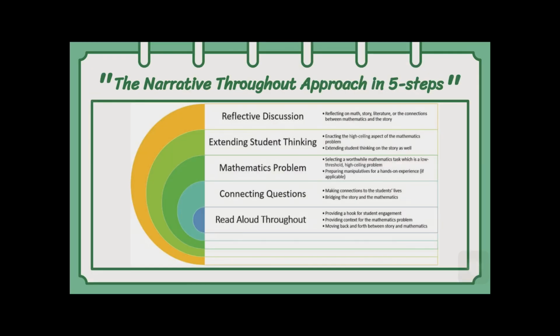So if we take a look at the narrative throughout approach in 5 steps, it'll be very similar to the narrative first approach, except that in this specific approach, the literature and story can be found throughout all 5 steps.